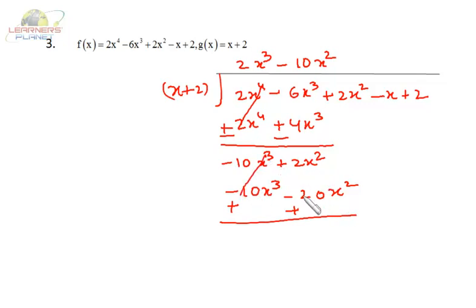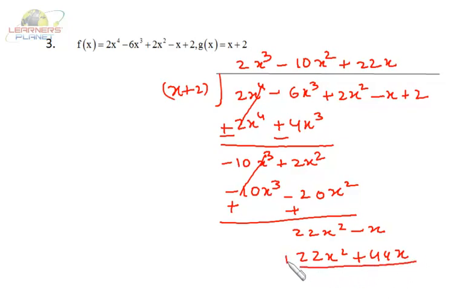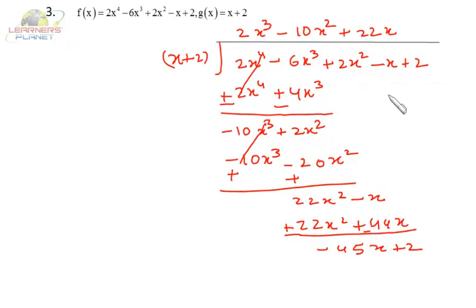So it's cancelled. It's plus 2 plus 20, that is 22x square minus x. I take this x over here. Now I wish to get 22x square, so I'll be multiplying it by 22x. Now 22x into x is 22x square, and 22x into 2 is 44x. Okay, so it's plus minus plus minus. So minus 44x minus x will be minus 45x. Now let's multiply it by minus 45. So minus 45 into x is minus 45x, and minus 45 into 2 is minus 90.